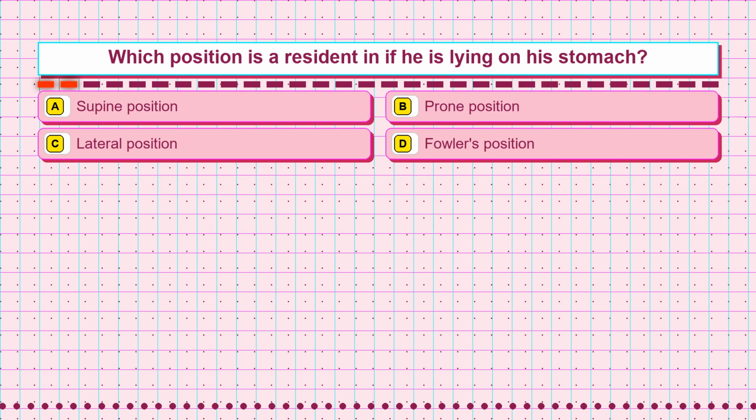Question 44. Which position is a resident in if he is lying on his stomach? Option A, supine position. Option B, prone position. Option C, lateral position. Option D, Fowler's position.